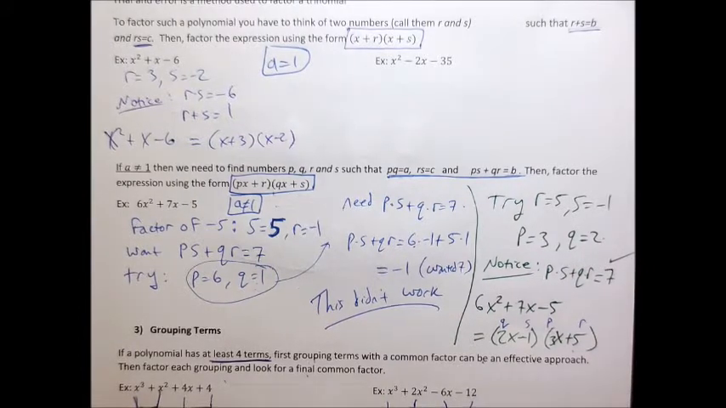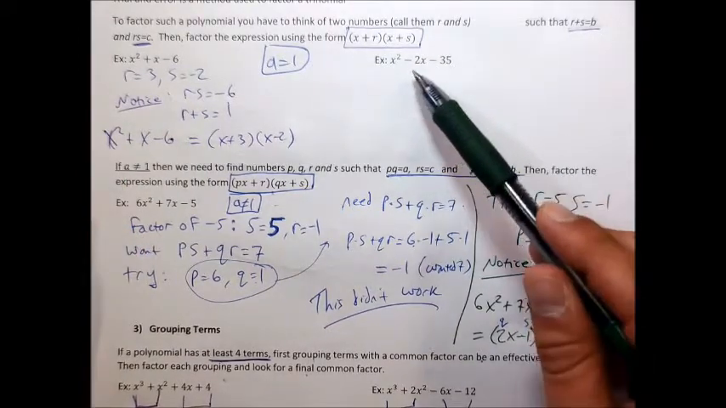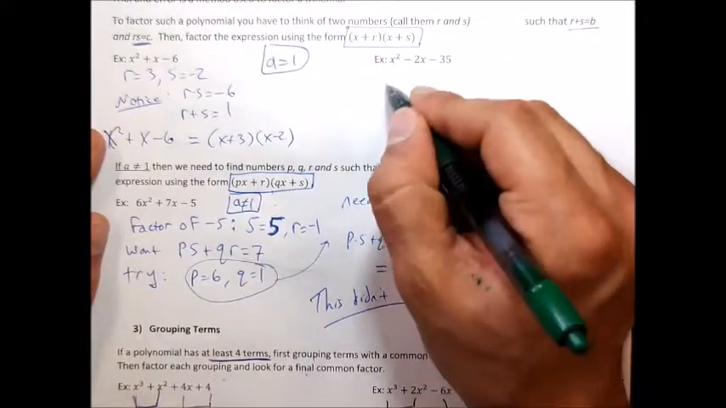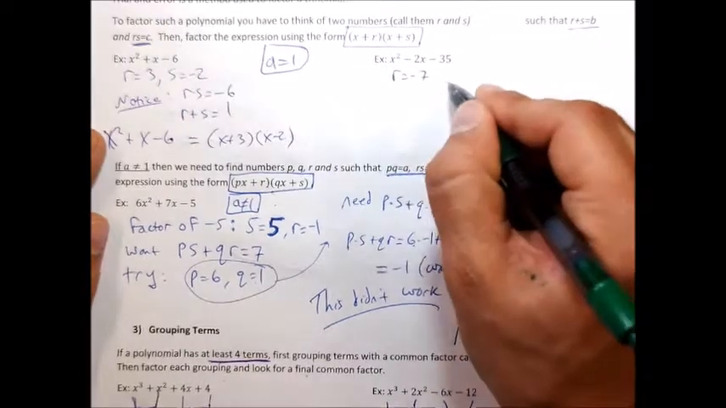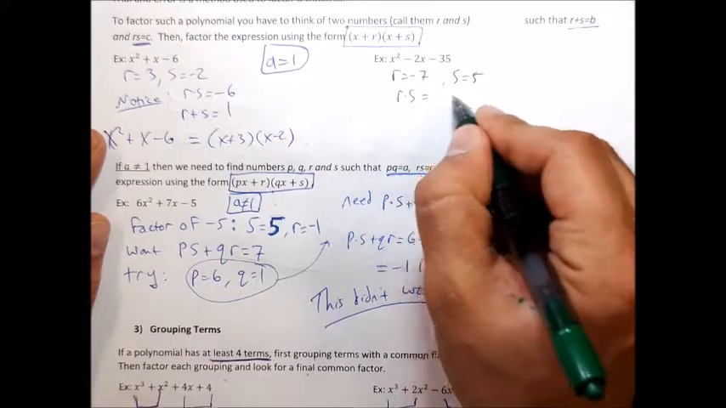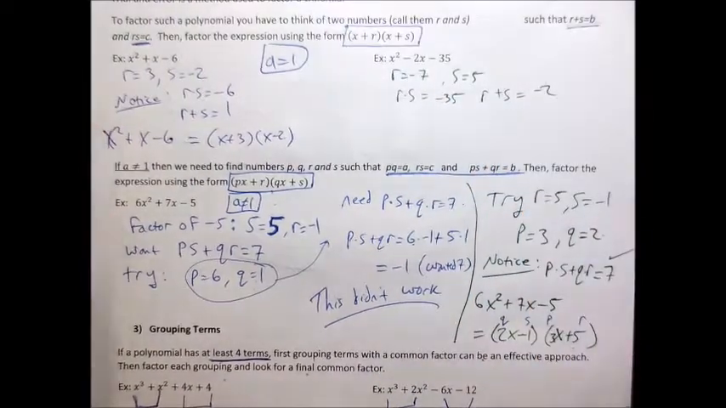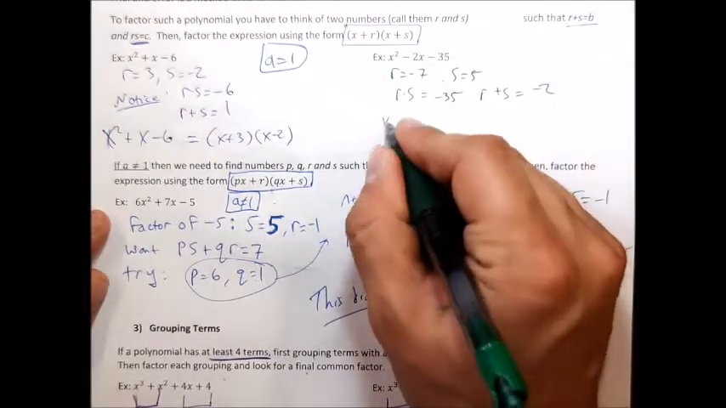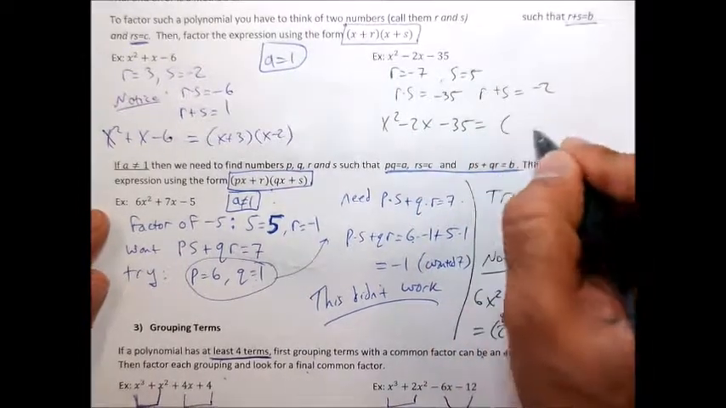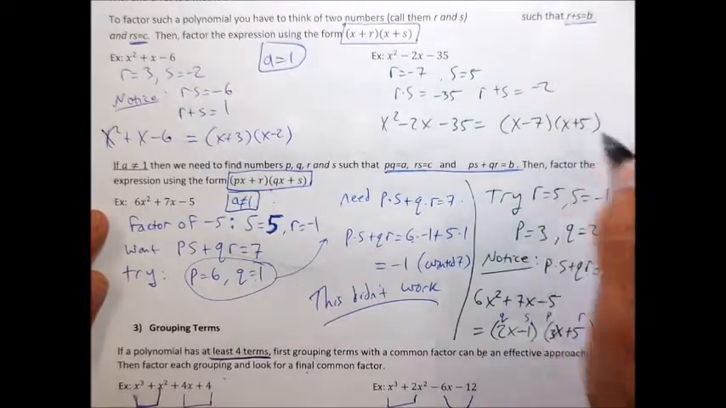And so in this first one, what are the factors that we want to use? This top one that we missed. We want factors of negative 35 that add up to negative 2. Very good. All right, so we have our R is negative 7 and our S is positive 5. Notice that when we multiply them, we get negative 35, and when we add them, we get negative 2, which is what we want. So we can say that x squared minus 2x minus 35 can be factored into x minus 7, x plus 5.